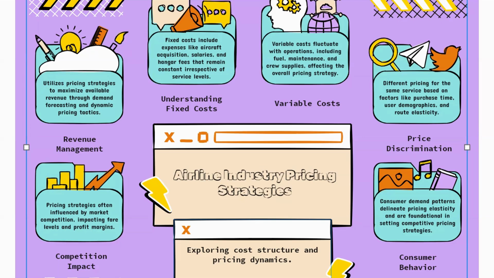And the last is the impact of competition, how much the market competition is. What is the price that your competitors have fixed? What is the price at which they operate? What's the profit margin? The level of fare of competitors also has a significant impact. So when we explore cost structure and pricing dynamics in the airline industry, we need to take into consideration the following factors: consumer behavior, price discrimination, variable cost, fixed cost, revenue management, competition impact, etc. Of all these factors, the predominant determinant is cost.